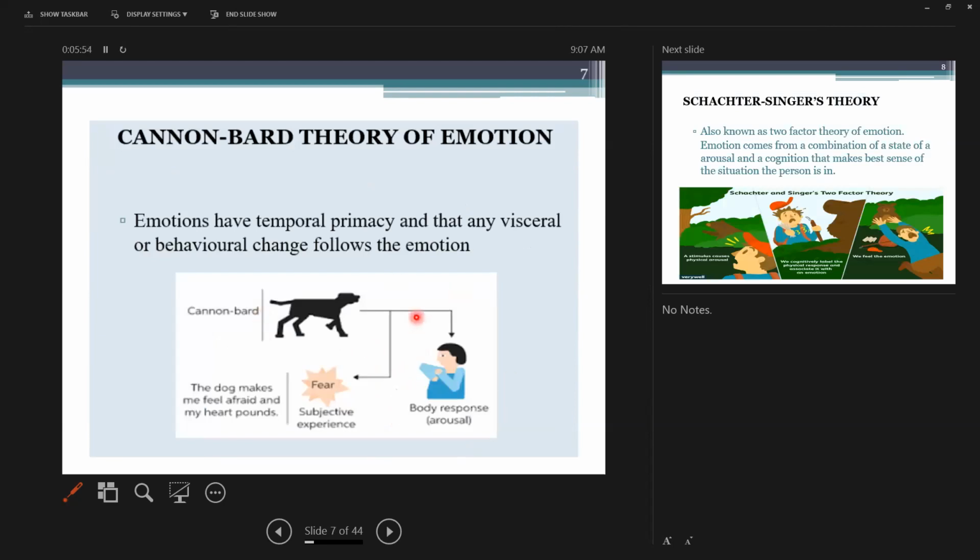According to this theory, for example, when we see a growling dog, first of all we have an emotion, that is a subjective experience of fear, which leads to the physiological arousal. For example, our heart pounds.